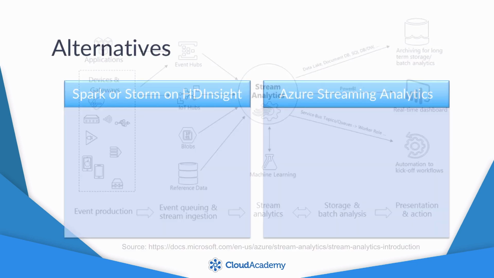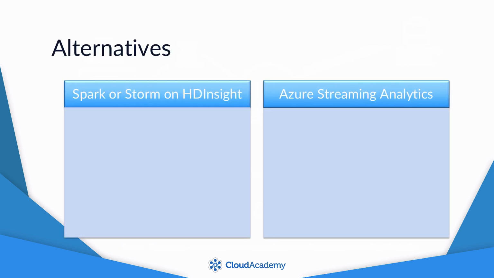Microsoft also offers alternatives to Stream Analytics. Instead, you could spin up an HD Insight cluster and run either Spark or Storm jobs on your data. This is a perfectly viable alternative, but there are some pretty big differences. First, with HD Insight, you have to create and manage the cluster yourself. With Stream Analytics, you only have to create a job and don't have to worry about managing the underlying resources.